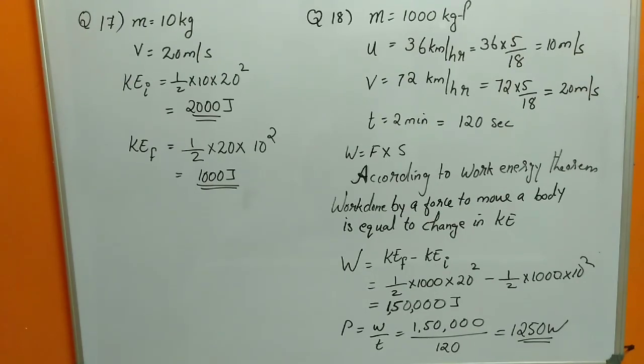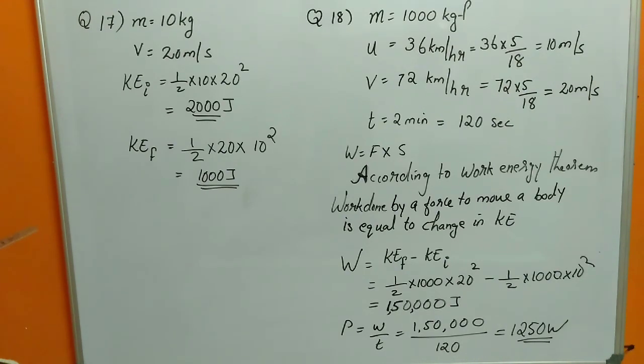Today we are going to continue with the chapter 2b numericals, question number 17. A body of mass 10 kg. So the mass of the body is given as 10 kg, moving with a velocity of 20 meter per second. You are asked to find, if the mass of the body is doubled and its velocity is halved, its initial kinetic energy and final kinetic energy.